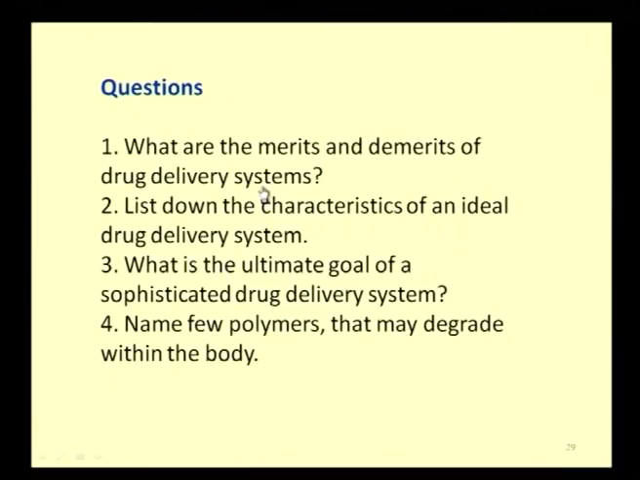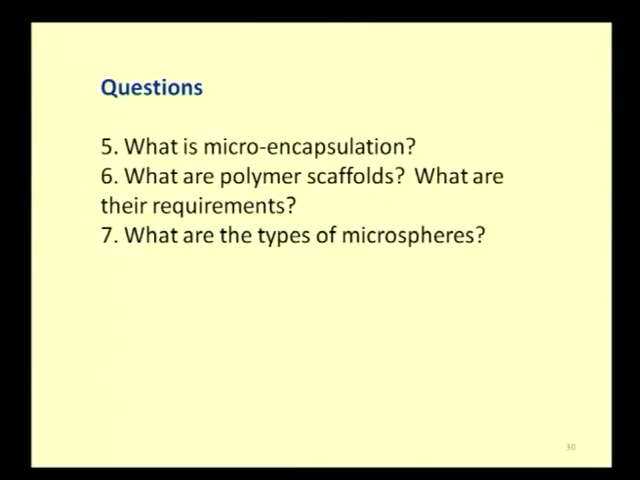What are the merits and demerits of drug delivery systems? List down the characteristics of an ideal drug delivery system. What is the ultimate goal of a sophisticated drug delivery system? Name a few polymers that may degrade within our body. What is microencapsulation? What are polymer scaffolds and what are their requirements? What are the types of microspheres?